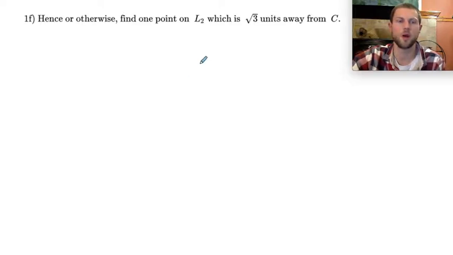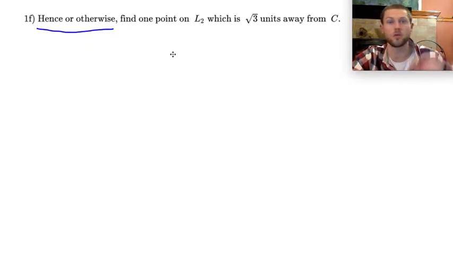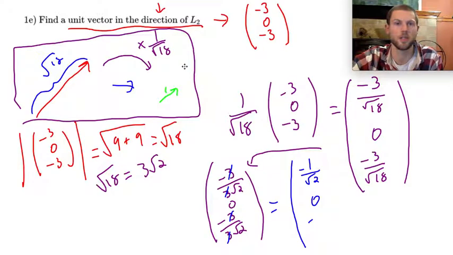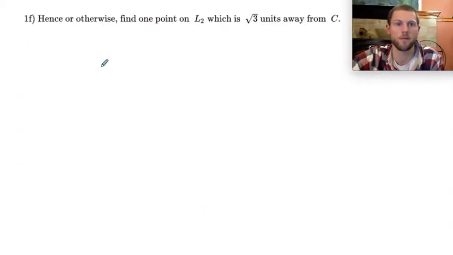For the final part of this problem, it says, hence or otherwise, find one point on L2 which is the square root of 3 units away from C. So this is a hence or otherwise problem. So basically this is suggesting that we use information that we already found to help us figure this out. This might seem kind of confusing at first, but let's think about what's going on here.